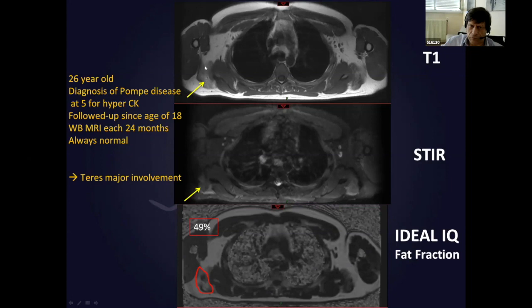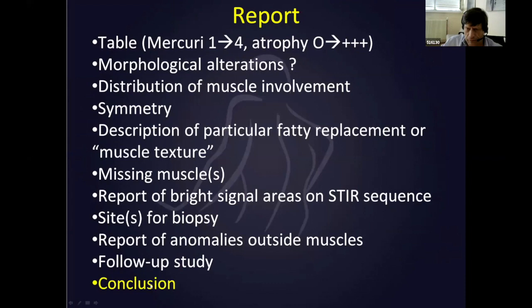a fatty transformation of the teres major, and on STIR sequence the teres major was in bright signal, and the quantification with the Dixon technique permits to detect a huge fatty replacement with about 50% into the teres major.